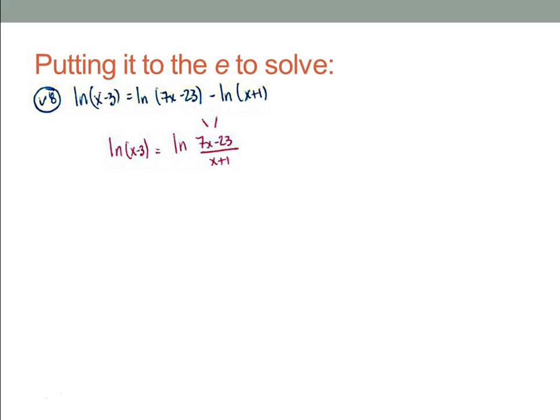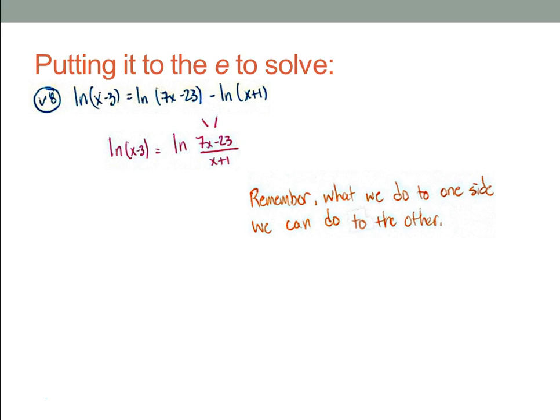I'm going to actually make these, and remember, whatever I do to one side, I can do to the other. So I'm going to literally make both of these logarithms the exponent of base e. In so doing, I know that e to the ln of something is equal to just that. In fact, now we have the same base, and we can get rid of, in one fell swoop, the natural logarithm. And that leaves me with just the exponents here. x minus 3 is equal to 7x minus 23 divided by x plus 1. I know. Huge leaps here. But the biggest part here is to know that what we do to one side, we can do to the other. So I can make the base e and the ln functions into exponents.